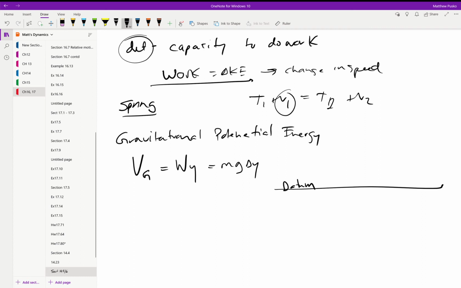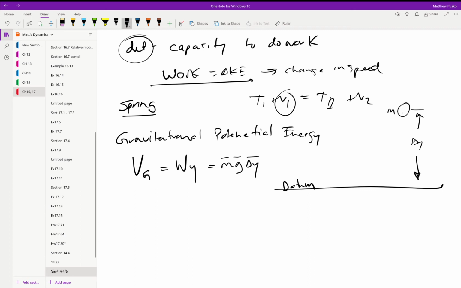If a mass is now located some delta y above the ground, that now has the potential: mass times the acceleration due to gravity times that distance delta y. Alright, same thing as the work it can do if it fell. It's exactly equal to the work it could do.